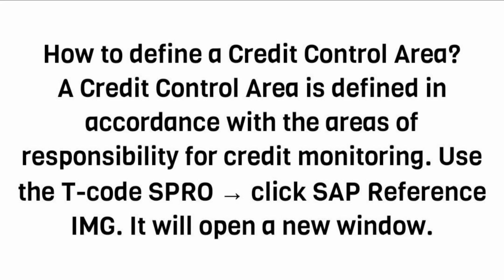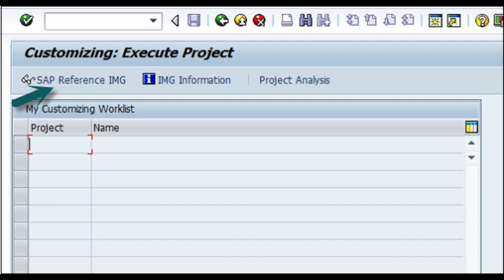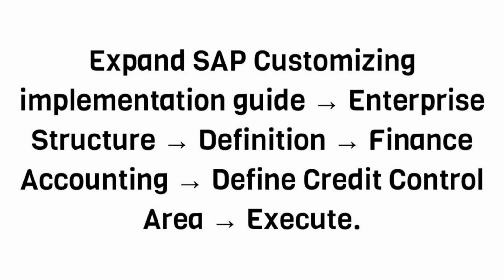Use the T-code SPRO. Click SAP Reference IMG. It will open a new window. Expand SAP Customizing Implementation Guide, Enterprise Structure, Definition, Financial Accounting, Define Credit Control Area, Execute.